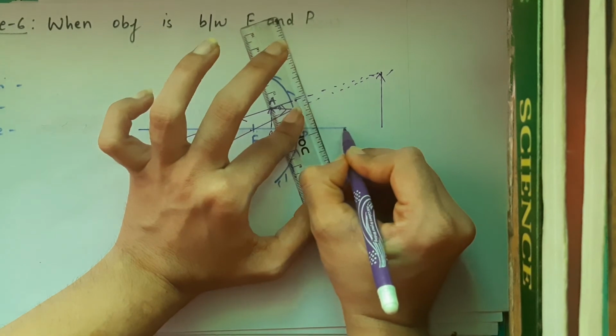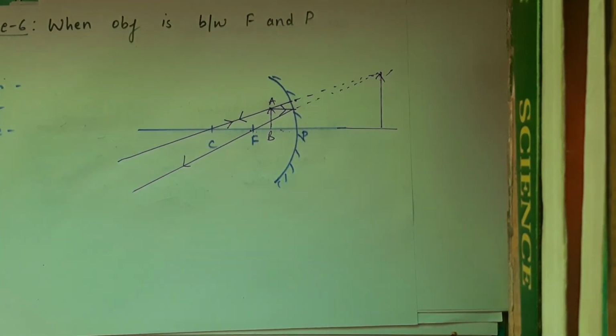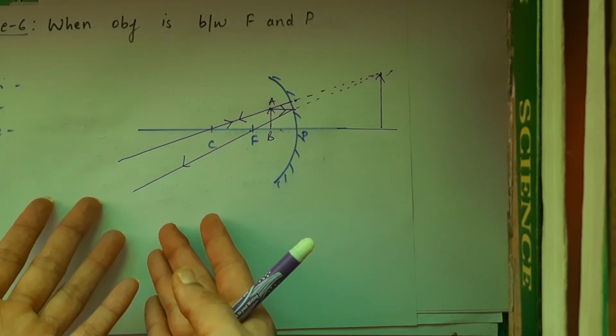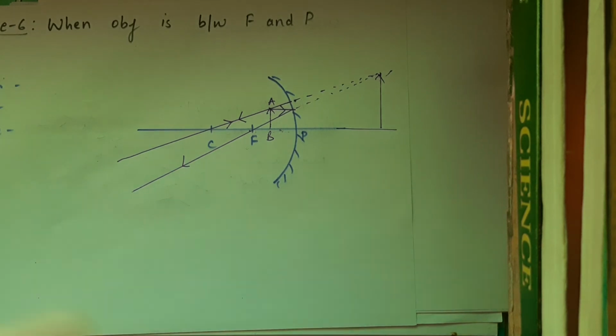That is a very special case. Case number 6 is a very, very special case. Why it is a special case? Because first of all, your image is not formed in the same side where is your object, and it is formed behind the mirror. Why? Because the image cannot be formed on the same side because the light rays are not meeting here.